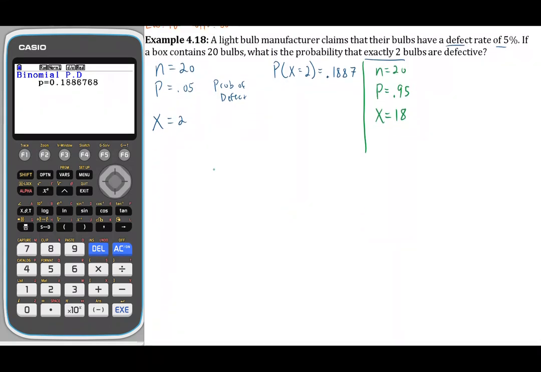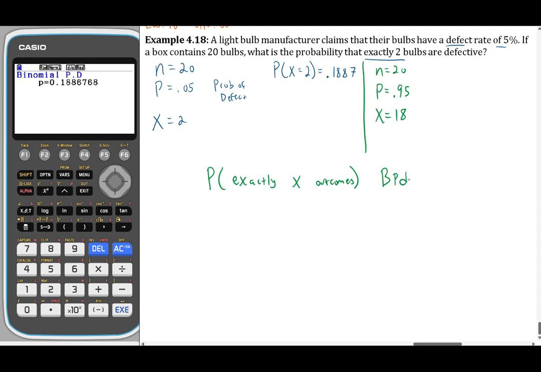All right, so quick recap. If we are looking for the probability of exactly X outcomes, we will use the BPD option in the Casio calculator. If we are looking for the probability of a range of outcomes, so between a lower and an upper value, we will use the cumulative option BCD. Thanks for watching.